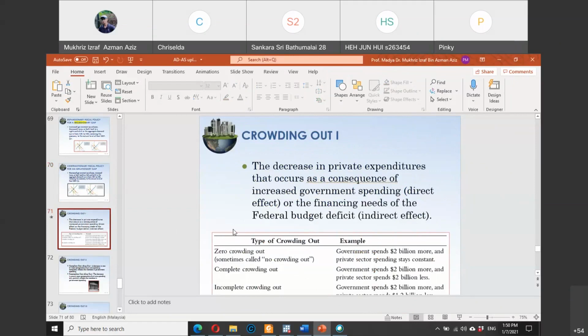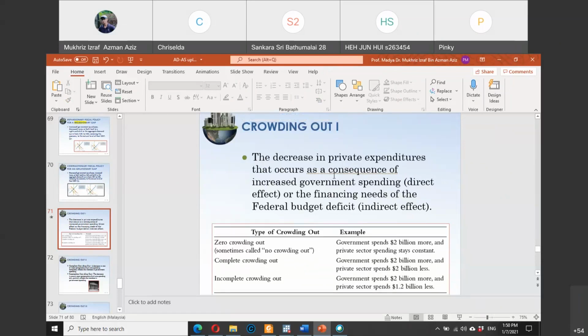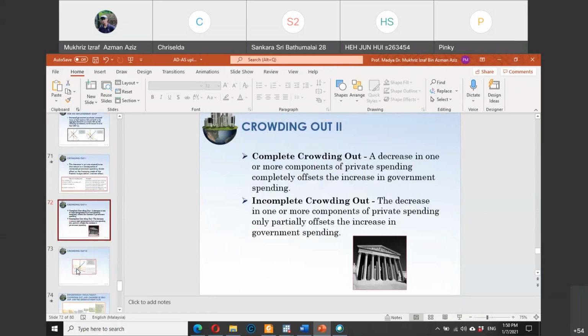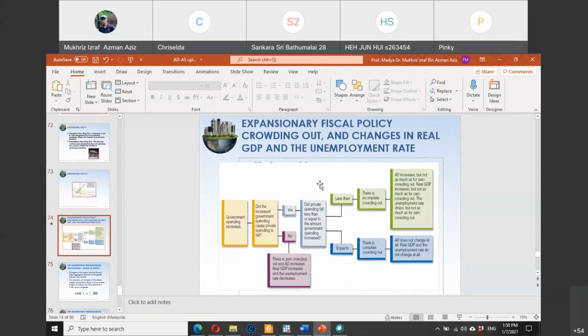So for crowding out, I'm not going to discuss this. You can read this. The word crowding out is basically about investment. Crowding out means investment goes away, or goes out from the country. So I think we're not going to discuss too much on this crowding out part here. The summary can be seen from this summary here.